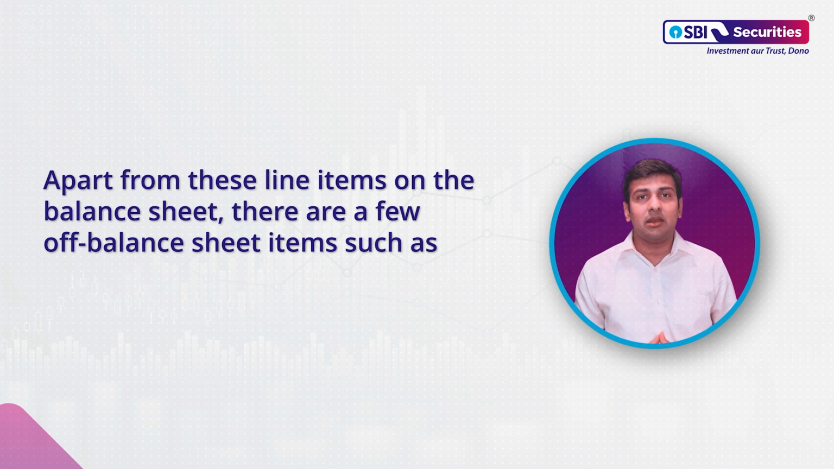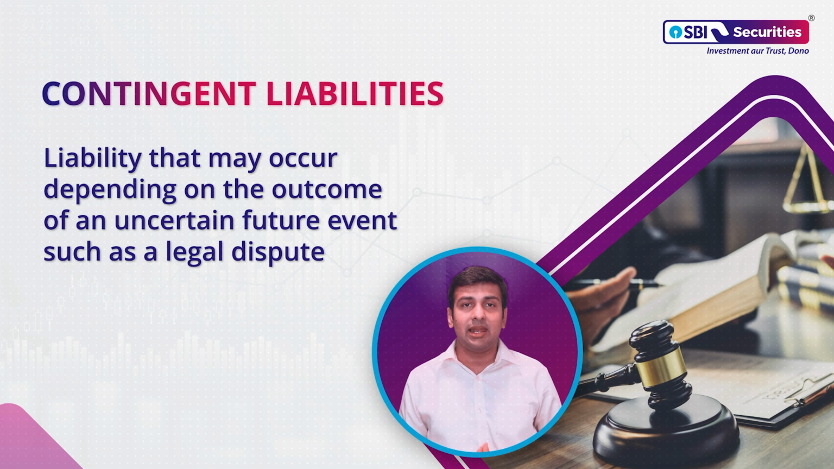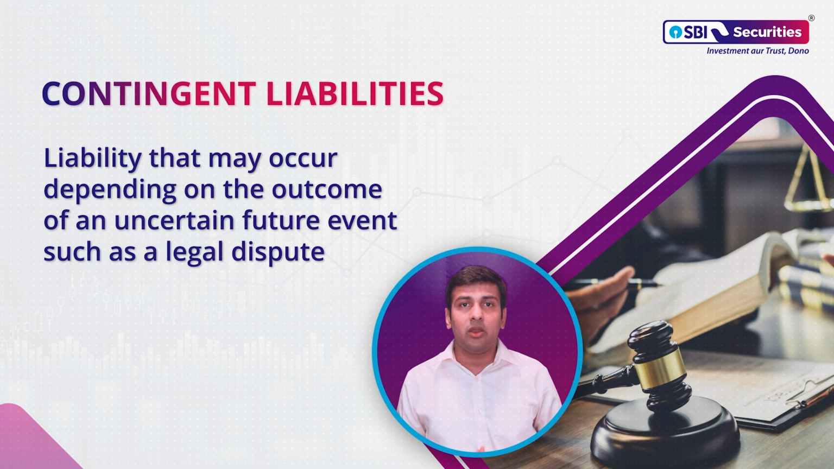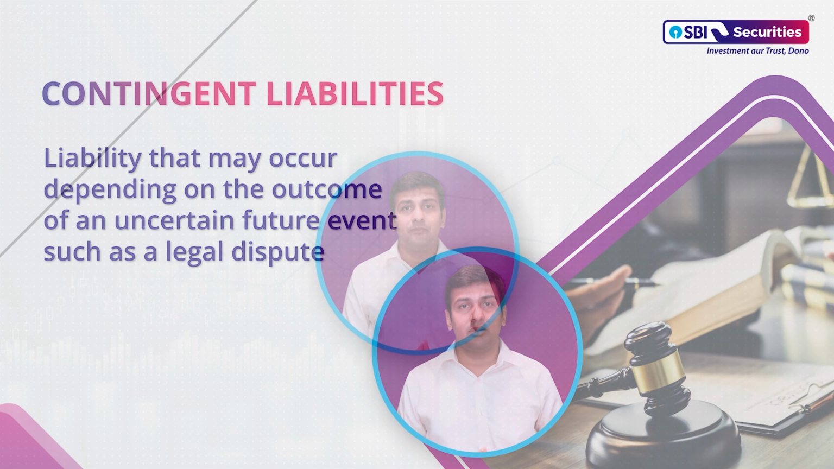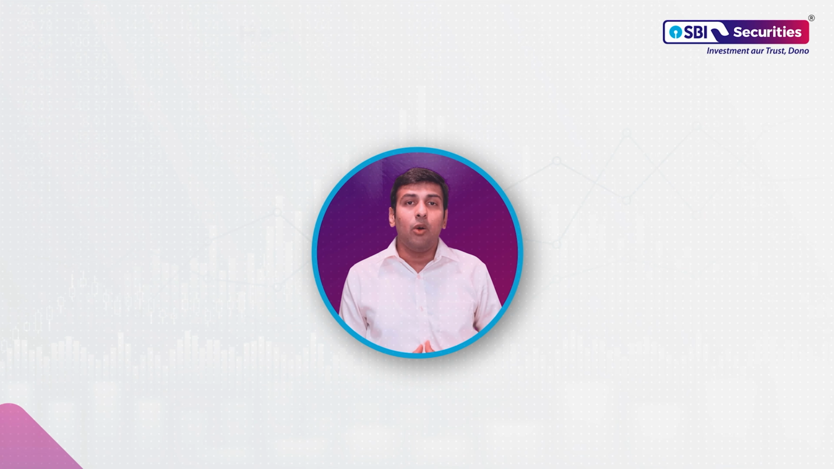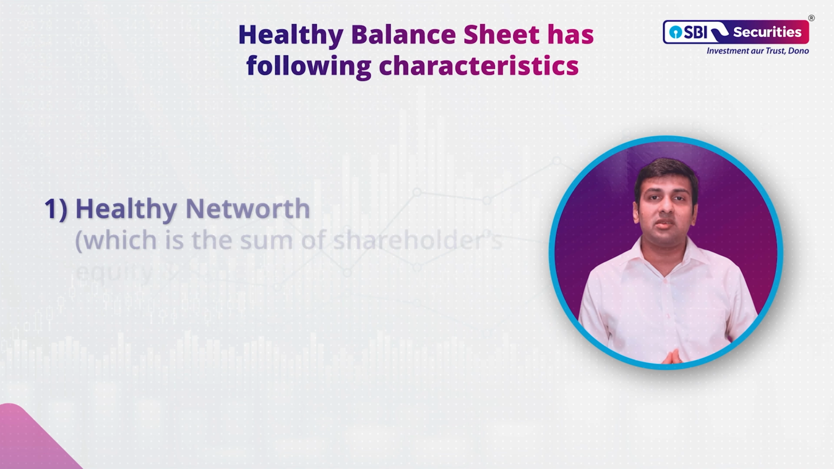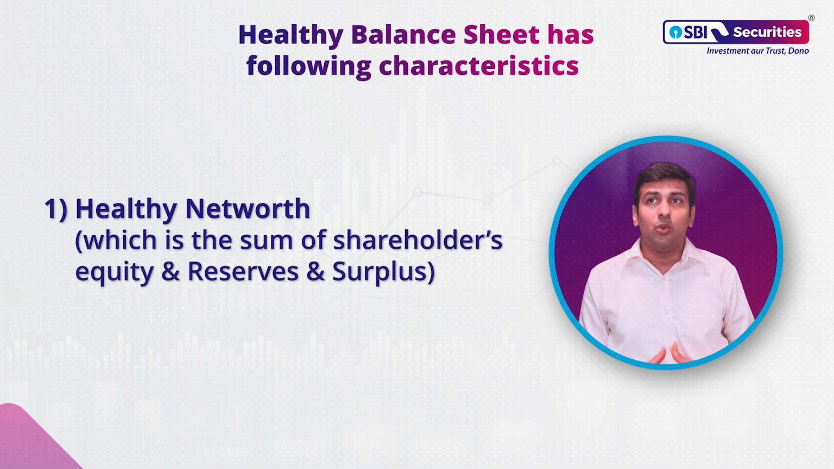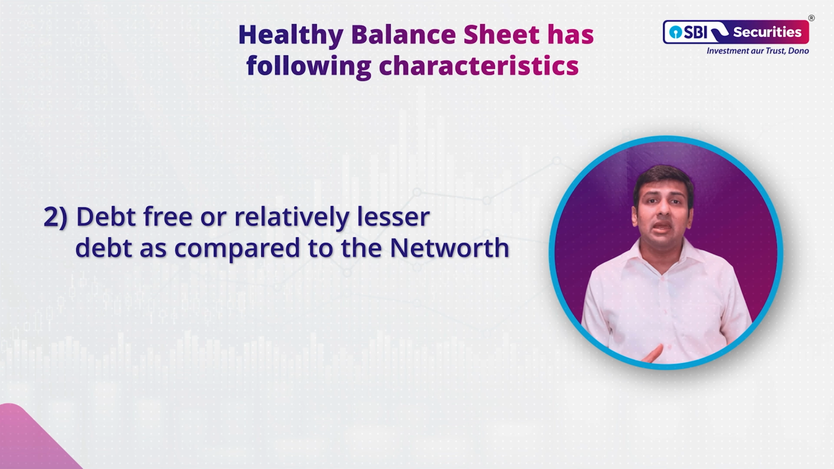Apart from these line items on the balance sheet, there are few off-balance sheet items such as contingent liabilities. Contingent liability is a liability that occurs depending on an outcome of an uncertain future event, such as legal dispute. Now, let us discuss what a healthy balance sheet represents. So few of them are: first, you have robust net worth, which is the sum of shareholders' equity and reserve and surplus. Second, debt-free or relatively lesser debt as compared to the net worth.